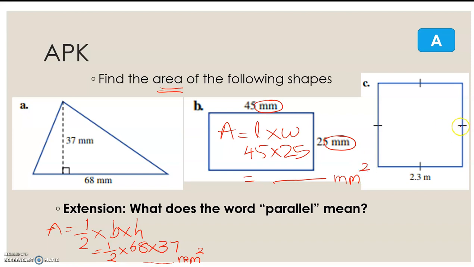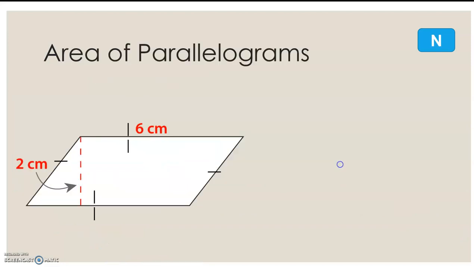And for the square, because I've got these signs here, that means all of the sides are equal. So if that's 2.3, that is also 2.3 meters. So my area is going to be 2.3 times 2.3. And again, whatever answer you get there, it's meters squared. So just make sure we attempt each of these questions.